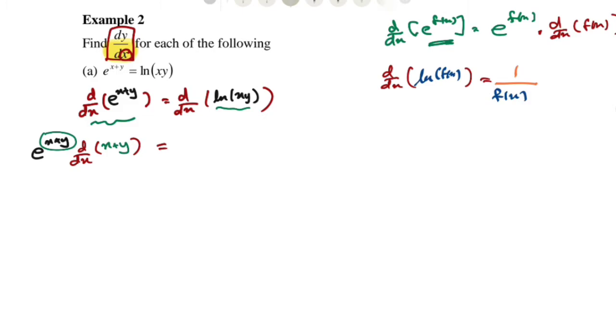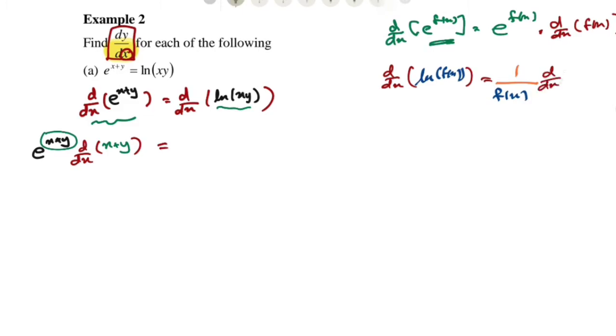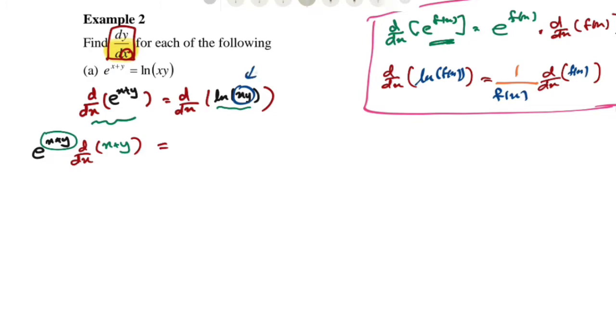After that, differentiate with the function. Please always remember these two formulas. Apply it whenever you have an exponential term to differentiate and also a natural logarithmic form to differentiate. So now, for this natural log function, what is our function? The function is x times y. So this is our f(x).